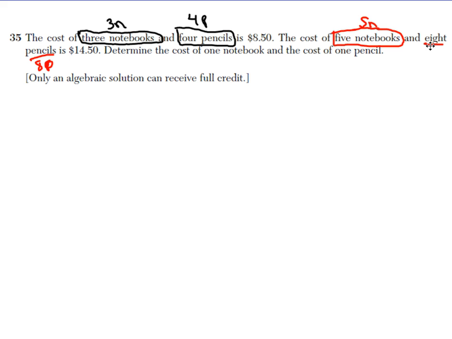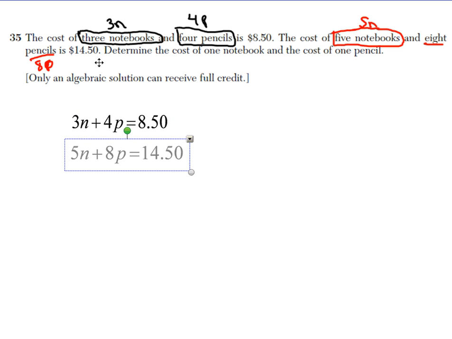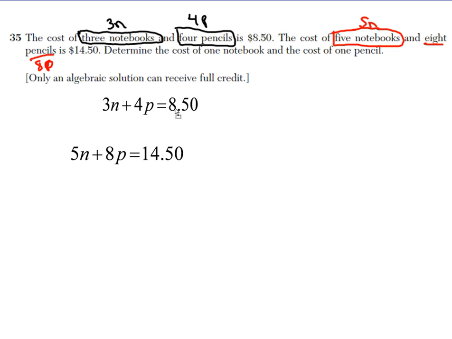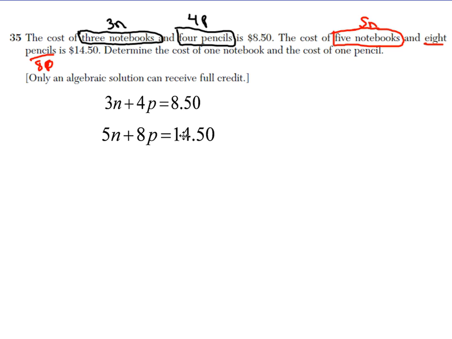So we're going to set up our system of equations. 3 notebooks plus 4 pencils equals 850. And 5 notebooks and 8 pencils equals 1450. So now what we have to do is solve for n and solve for p. What I like to do is eliminate one of the variables. There are a couple of other methods that you can use to solve this system, but I'm going to go ahead and use elimination.